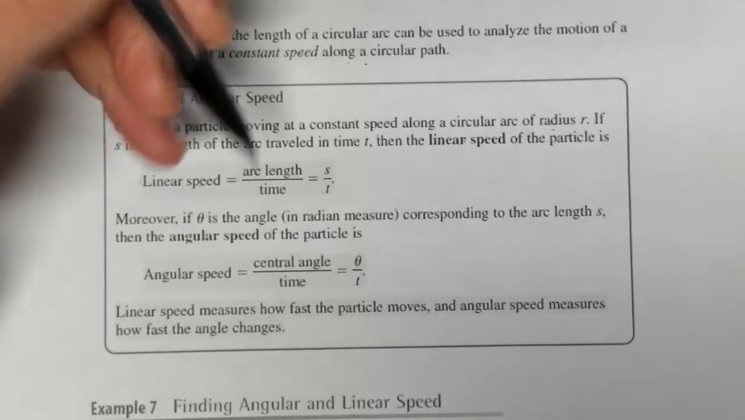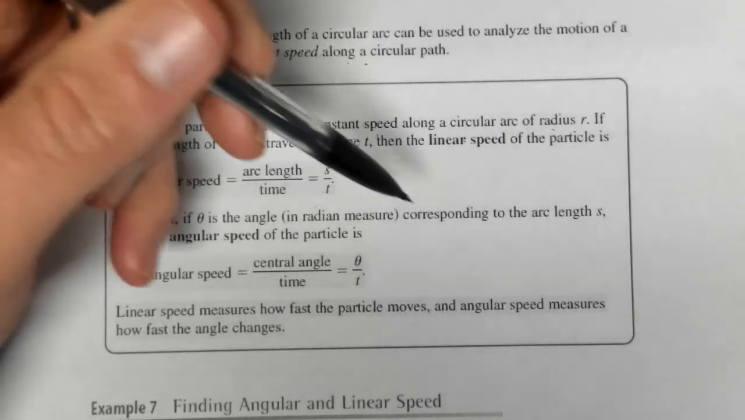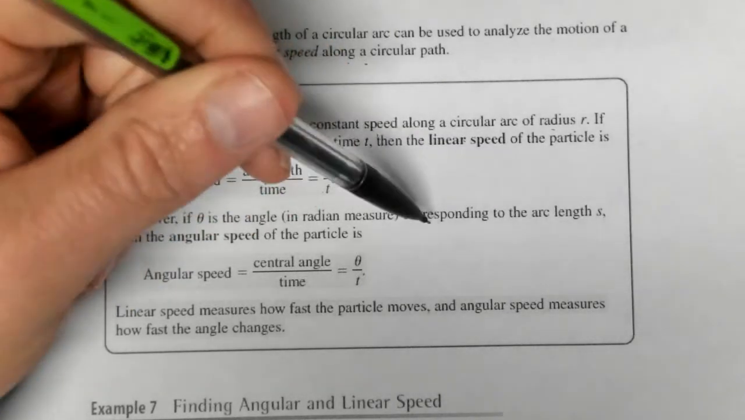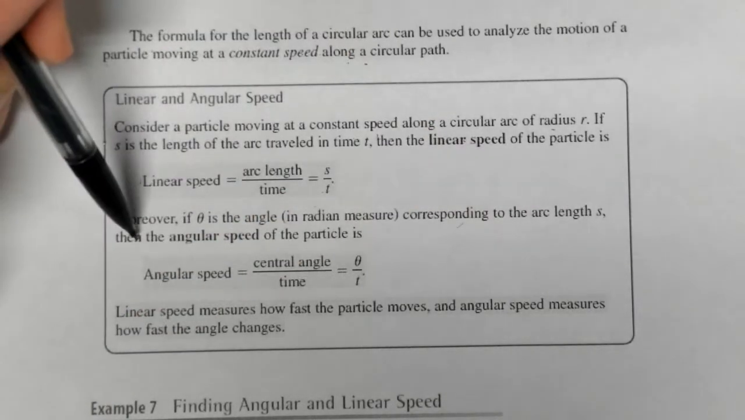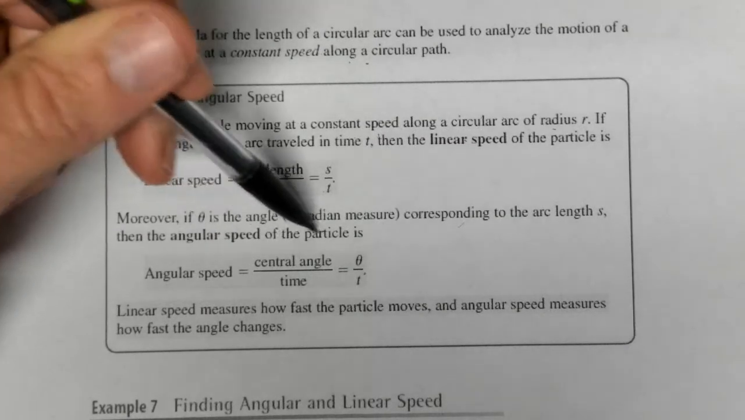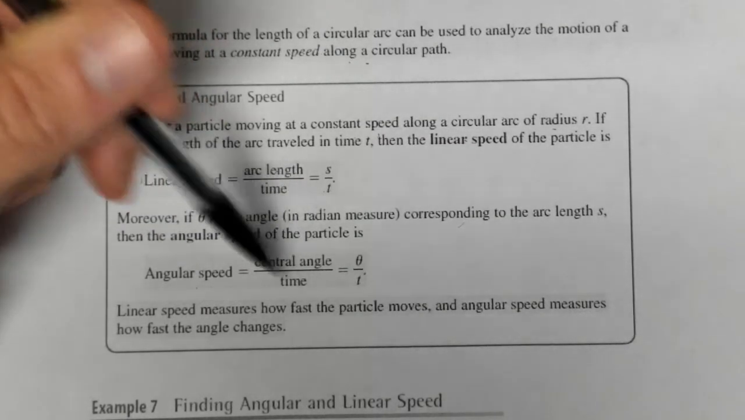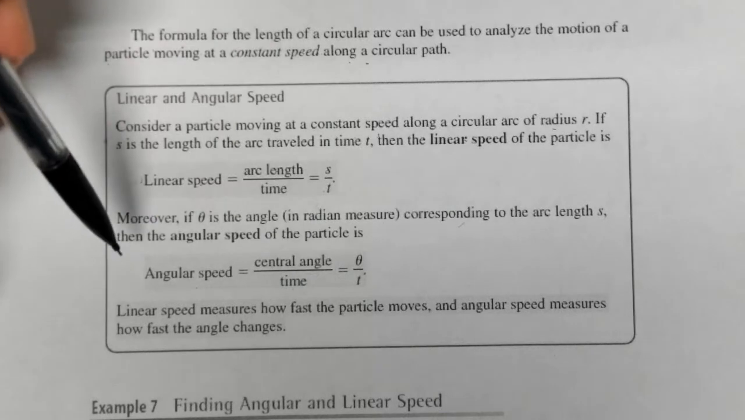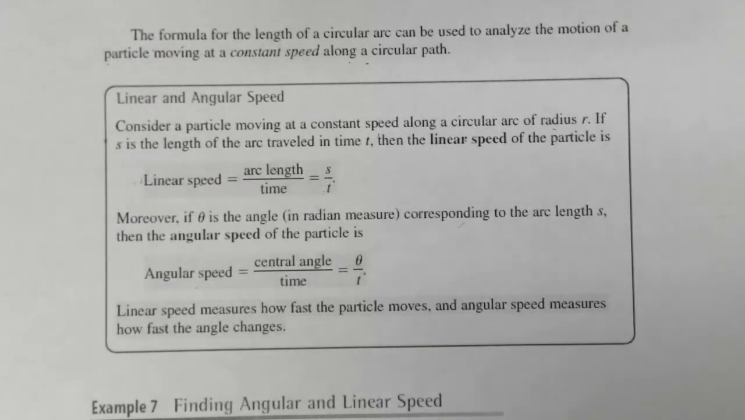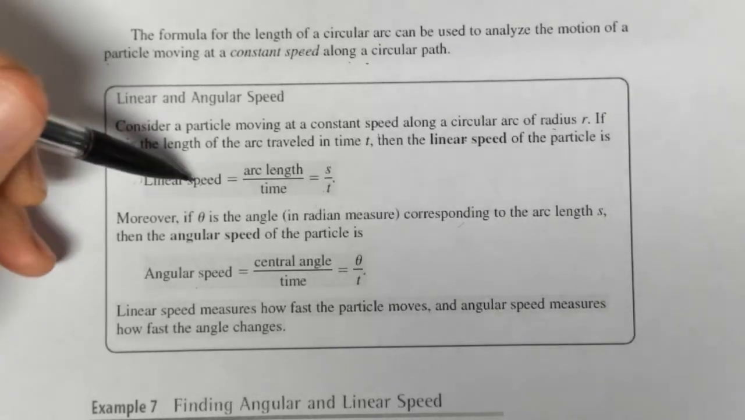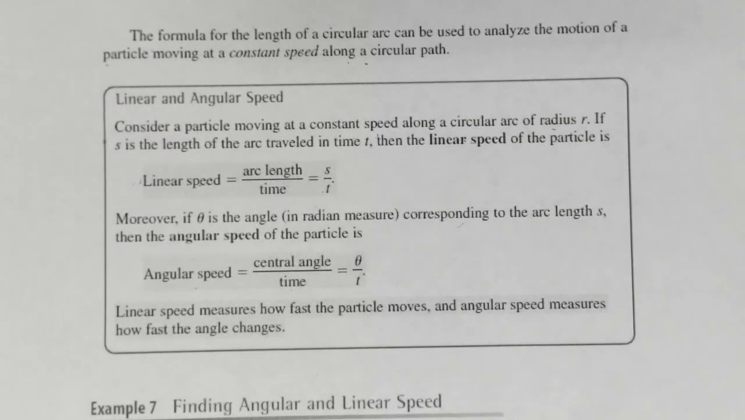And if the angle has to be in radian measure again, corresponding to that arc length, then the angular speed of the particle is going to be whatever that central angle is divided by the time. All right? So we have linear speed, right? If it's moving around, you can calculate what the linear speed would be if it was going along a straight path. But you can also calculate the angular speed, like how many angles, in other words, is it covering per a certain amount of time, right?